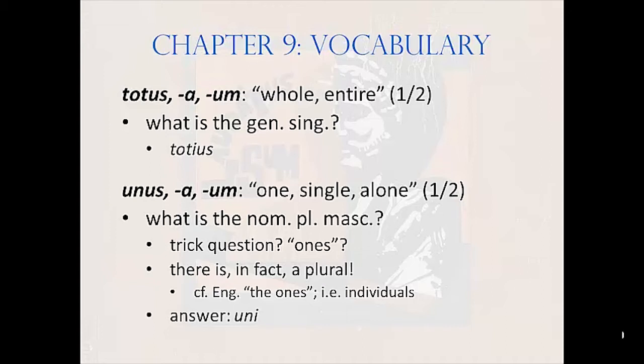Very good. Uni. And uni would be identical to what form in the singular? Excellent. The dative singular. Unus is another of those pronoun forms that use ius in the genitive singular and i in the dative singular. At the end of this vocabulary list are three small words.